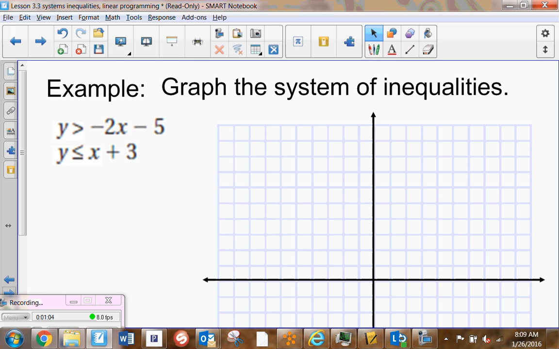Let's start by graphing this system of inequalities. We have y is greater than negative 2x minus 5, and y is less than or equal to x plus 3. We've graphed each of those individually. We just haven't graphed them together. We did in 1D, so let's remember how to do this real quick. I'm going to do this one in blue first. Nicely, it's already set up as y equals mx plus b, so I'm going to go straight to negative 5.